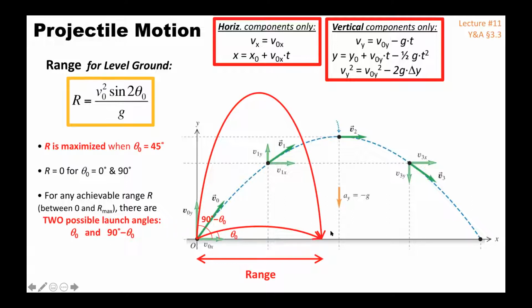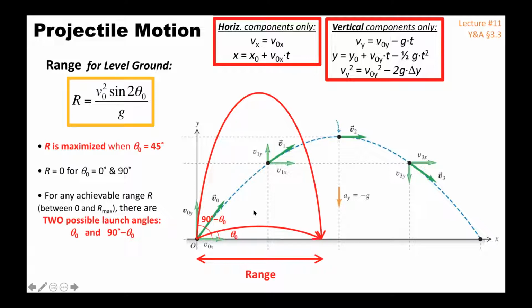There are two solutions. To achieve any of these ranges in here that are smaller than R max, you can either launch at a low theta, or we could launch at 90 minus that low theta, at this high theta. And in both of those cases, they'll both land at exactly the same range.